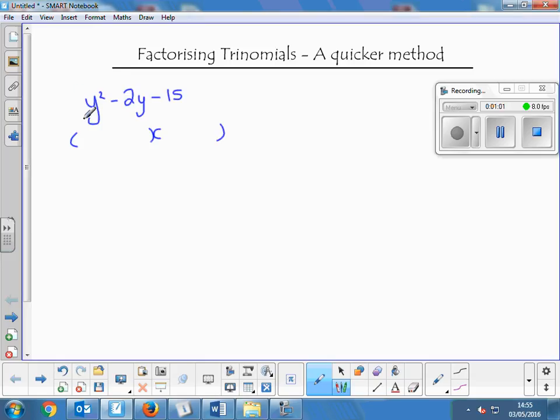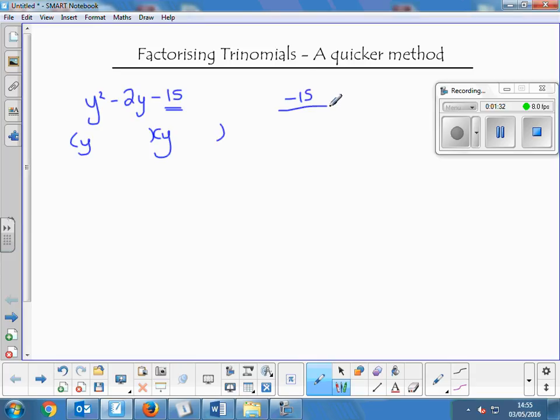Okay, so first in the brackets on the outsides, we always put the factors of this term here, the factors of y squared. So that'll be y and y. And on the inside, these two, will go the factors of negative 15. So we take the sign with it, so we're looking for the factors of negative 15. And what you're aiming to do is have those factors multiply by the y's and then add to get negative 2.